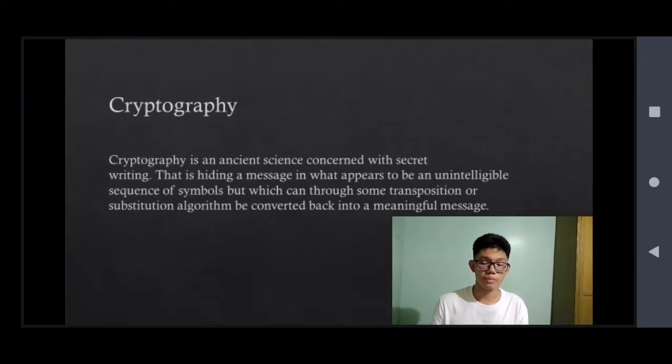Number 3. Cryptography. Cryptography is an ancient science concerned with secret writing, that is hiding a message in what appears to be an unintelligible sequence of symbols, but which can, through some transposition or substitution algorithm, be converted back into a meaningful message. Cryptography is still a very important discipline, perhaps more than it ever was, as a result of people and businesses storing sensitive information on remotely accessible computers.